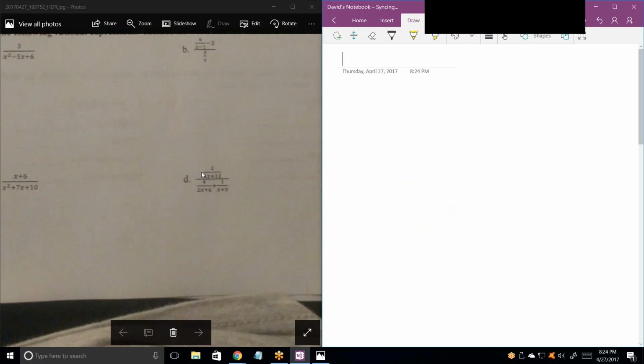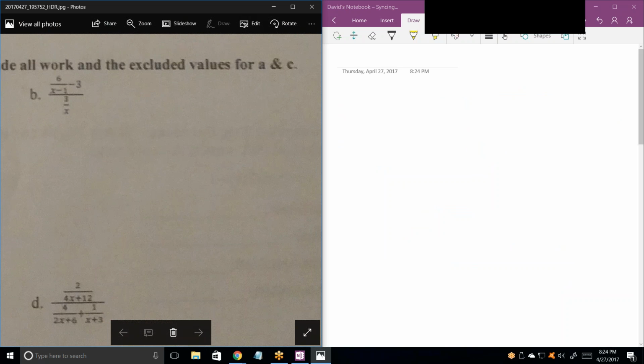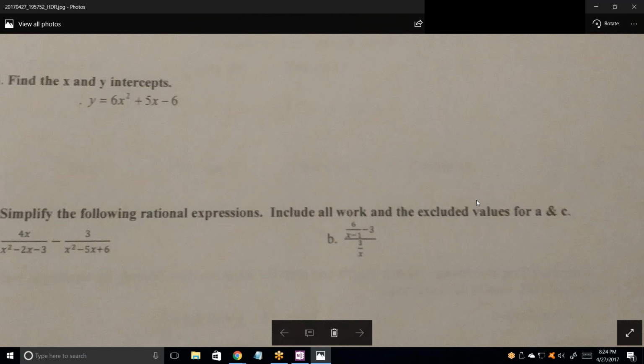So, the next problem, let's have a look at it. They get more and more complicated looking. That doesn't mean they're harder. In fact, the more complicated looking they get, the easier they tend to be. In other words, once you come up with the method, I just saw the instructions. The excluded values for A and C.